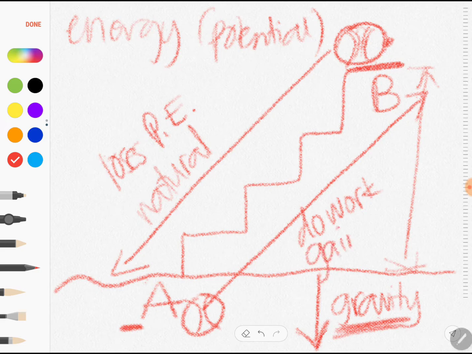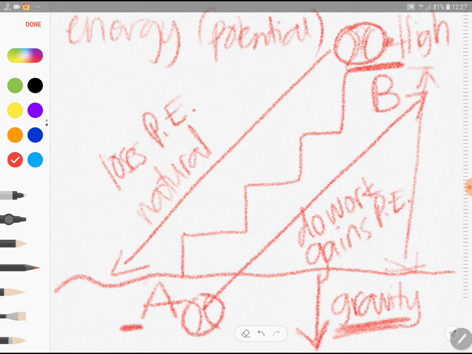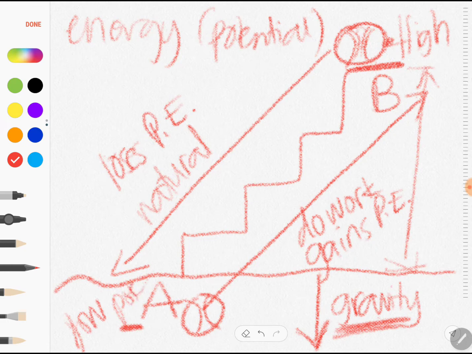It gains potential energy. Why? Because we did work on the ball, meaning we transferred the energy from us to the ball. Okay, so from this discussion, we can say that this area B here is the area of high potential, and area A is the area of low potential.